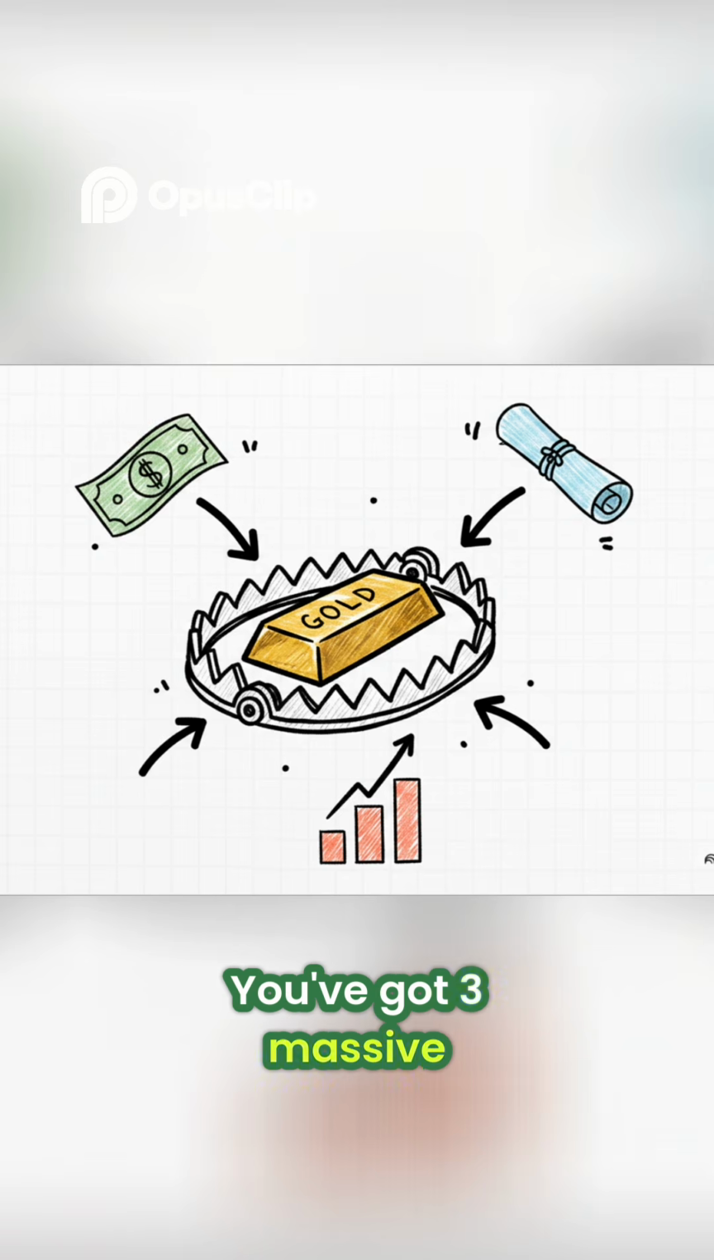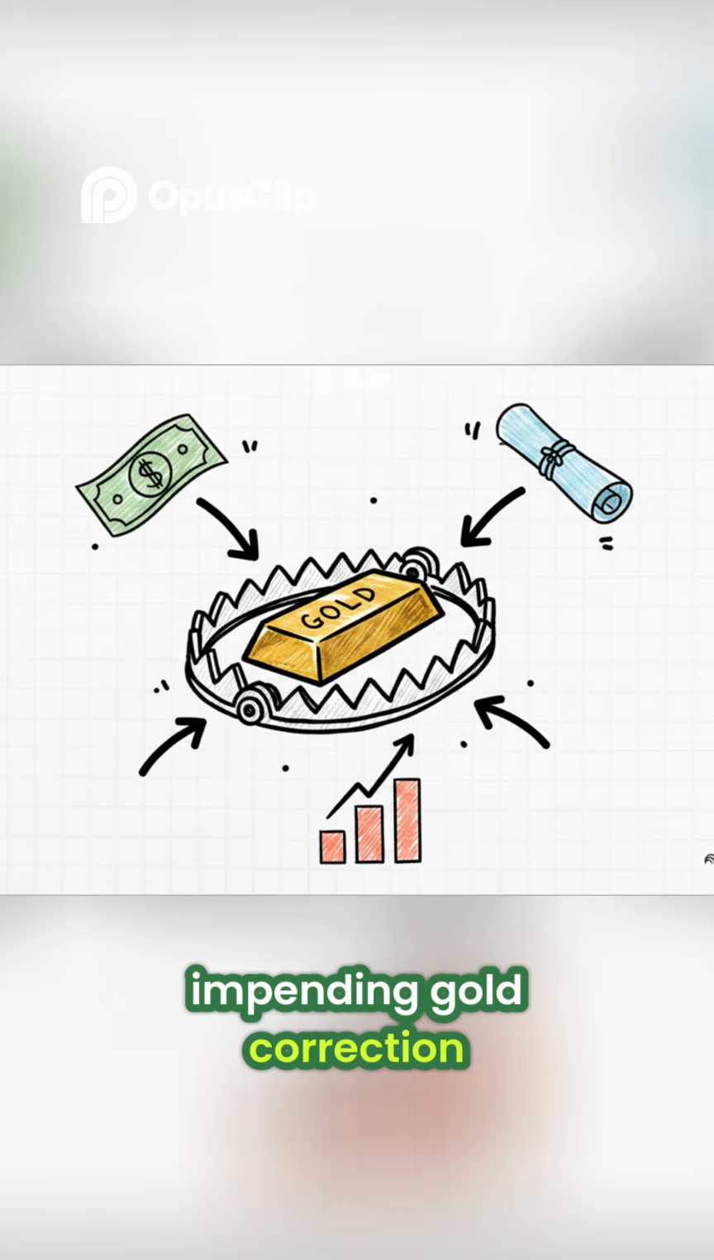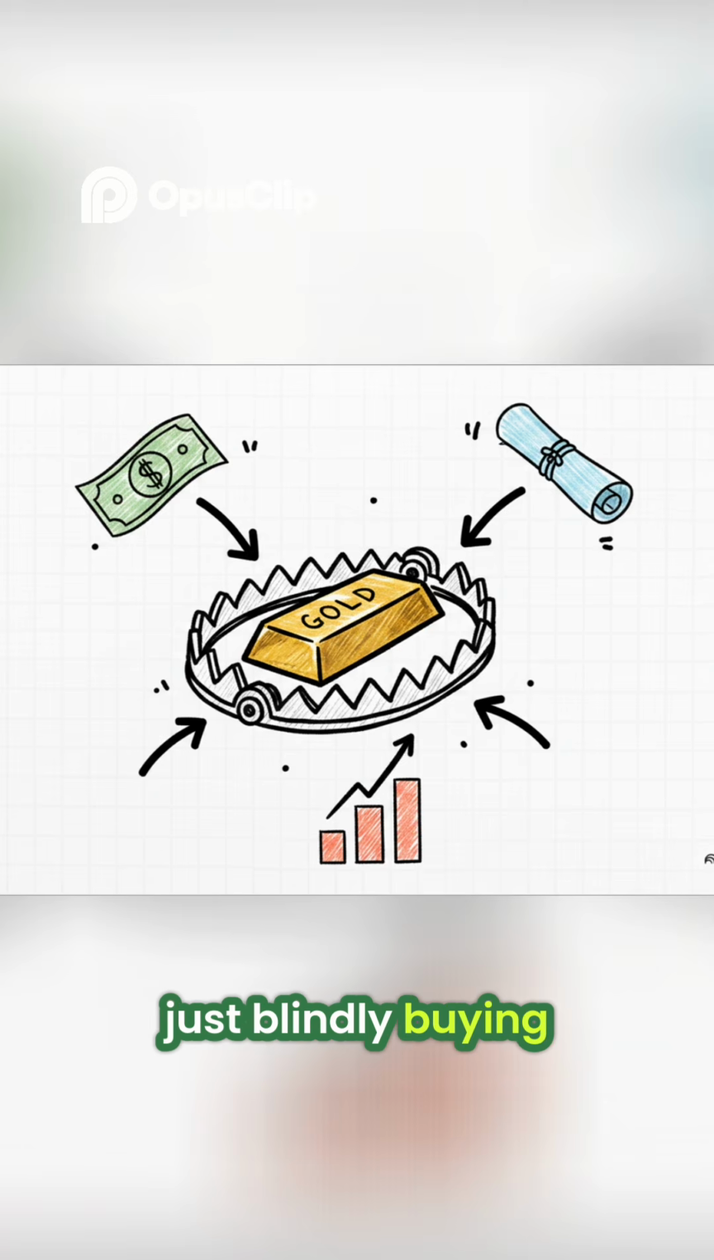You've got three massive markets signaling a brutal impending gold correction, while gold traders are just blindly buying, usually out of pure stubbornness. Guys, this is a trap, and our entire goal is to spot it and exploit it.